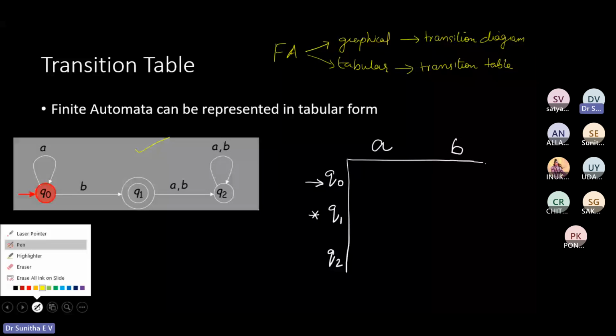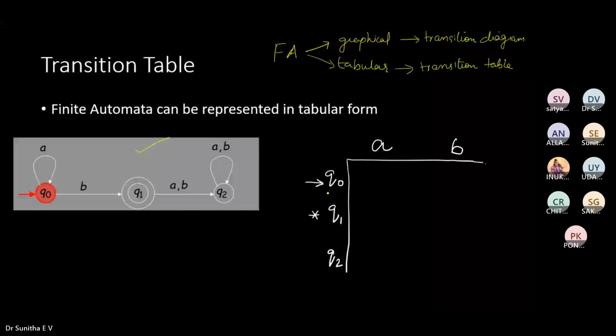So those states you have to represent in the rows. Okay, Q0, Q1, Q2. And an arrow is there for the initial state. If it is an initial state, put an arrow there. And for final states, we put the star. Q1 is the final state, so put a star at the side of Q1.